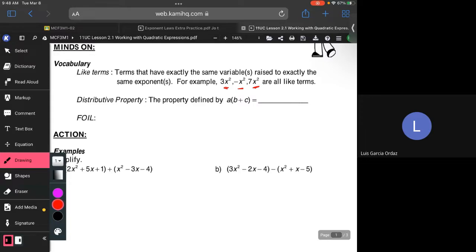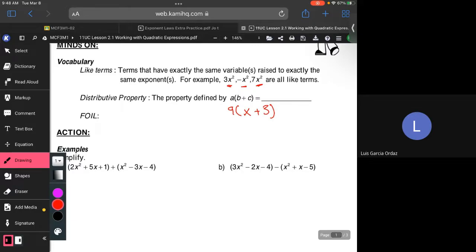Now the distributive property is the property where I have a number on the outside of a bracket and I multiply that number into the binomial. We did this yesterday. For example, I have 9 times x plus 3. Who can tell me what that simplifies into if I were to distribute it into the bracket? Olivia. Yep. 9x plus 27.